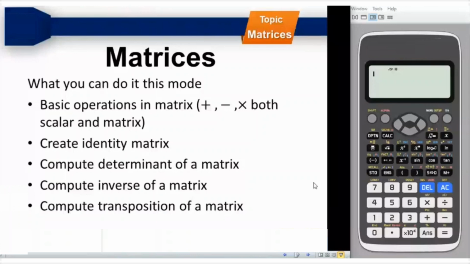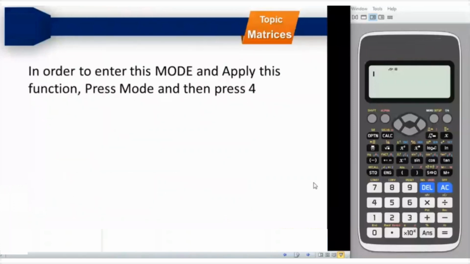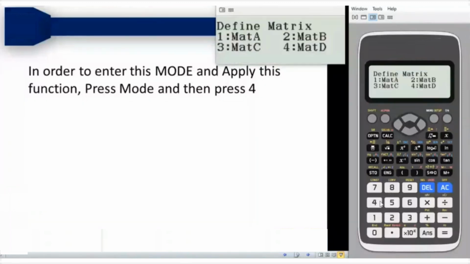And if you want to verify with a calculator what you have done manually, I'll be teaching you how it's possible. In order to enter this mode, you need to press MENU, and you have to press 4. When you press MENU and 4, you enter into the matrix mode.